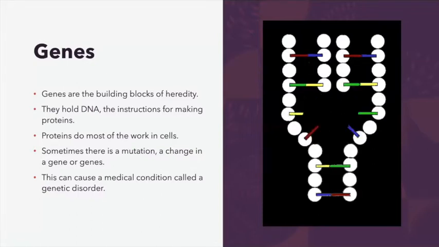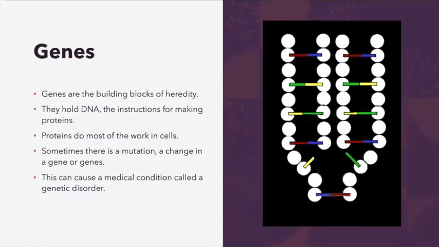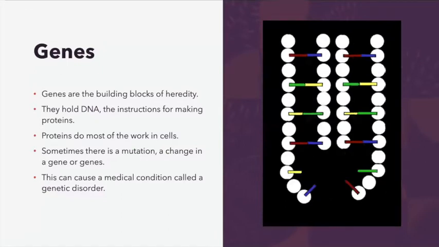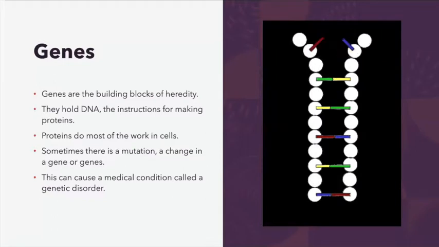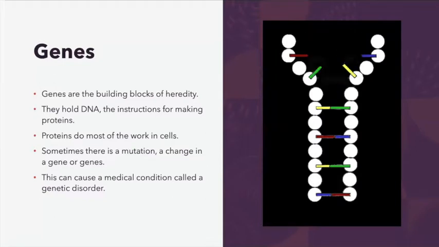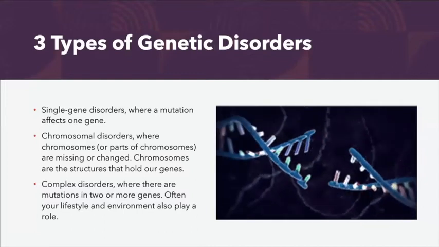Sometimes there's a mutation, a change in a gene or genes. Proteins move molecules from one place to another, build structures, break down toxins, and do many other maintenance jobs. The mutation changes the gene's instructions for making a protein, so the protein does not work properly or is missing entirely. There are three types of genetic disorders: single gene disorders, chromosomal disorders, and complex disorders.